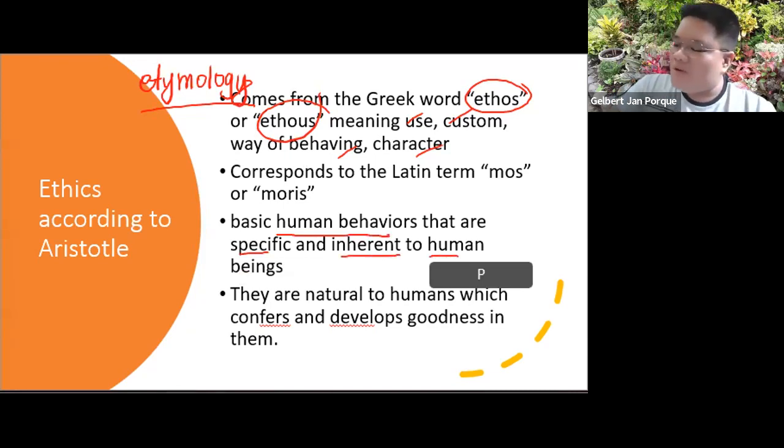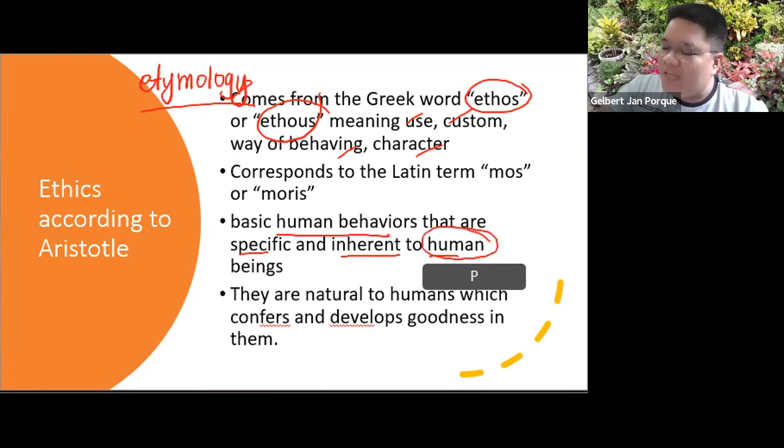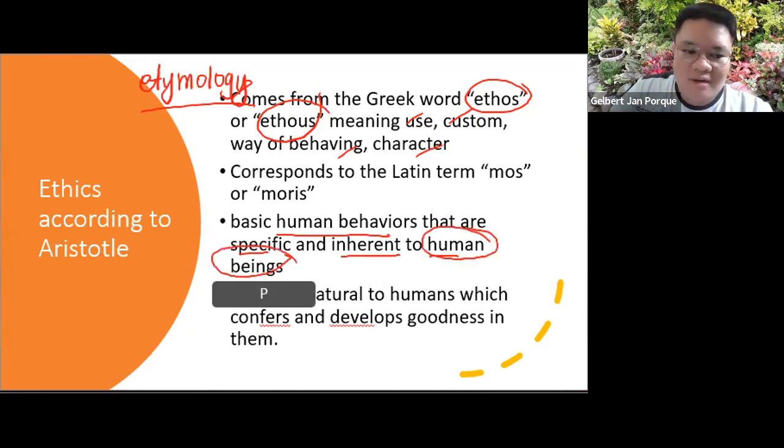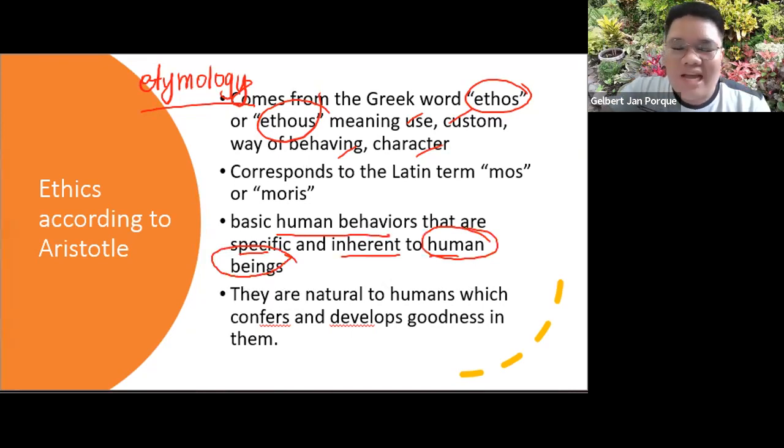In other words, students, we are not dealing with the behavior of animals. We are not dealing with the behavior of inanimate objects. Instead, we are dealing with human behavior. When I say inherent, as the term implies, meaning within the human being. It is what it's supposed to be. So they are natural to humans, and confer and develop goodness in them.